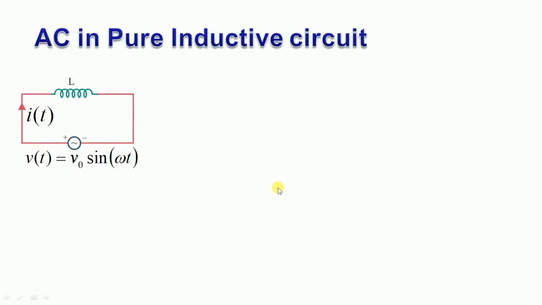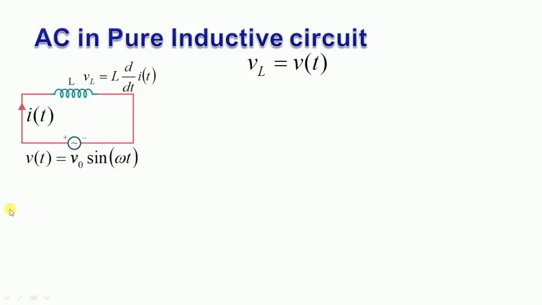Now we shall discuss AC in pure inductive circuit. So we have this circuit diagram, schematic representation of AC signal V of t equal to V0 sin omega t. L is the inductor and I of t is the current flowing, and the whole objective of our discussion is to unfold this I of t and understand how power in the inductive circuit goes.